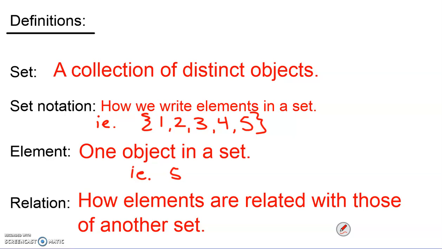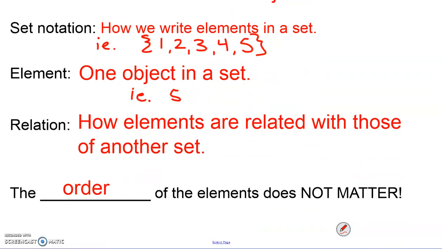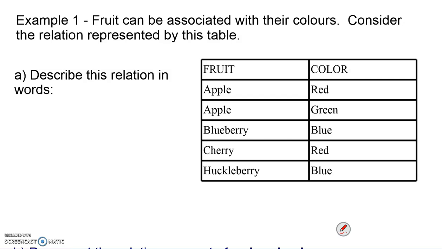We also have a relation, and a relation is how elements are related with those of another set. One more thing to include is that the order of the elements does not matter. So the 1, 2, 3, 4, 5 could be in any order and it's still the same collection of elements. Let's move then to our first example.